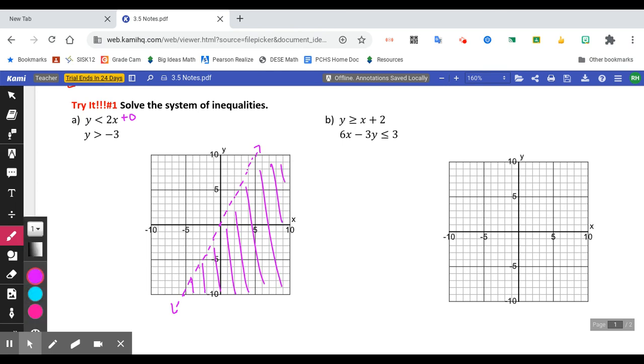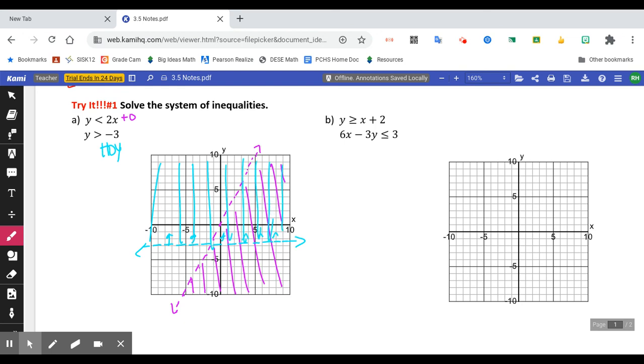Okay, y is greater than -3 would be a horizontal line because there's no x. So -3 here. This would be dashed as well. Oops, got off the line a little bit. Greater than would be up here. So that would be all of this. And as you can see, it intersects right here, stopping at the purple, but stopping at the blue here. So just this corner over here. Okay. Hopefully you got that one right.